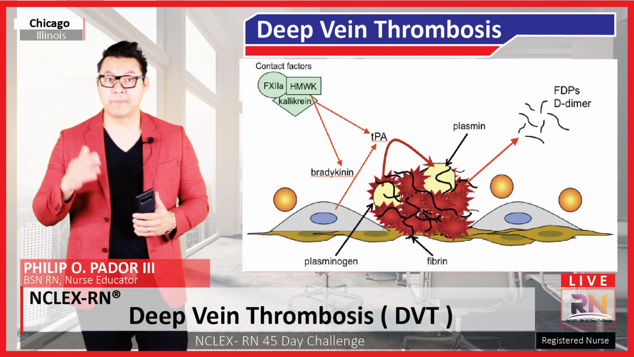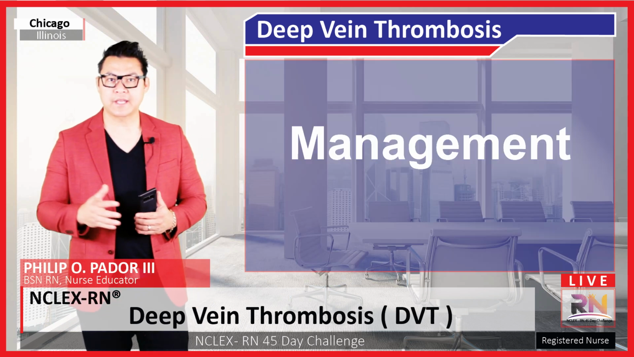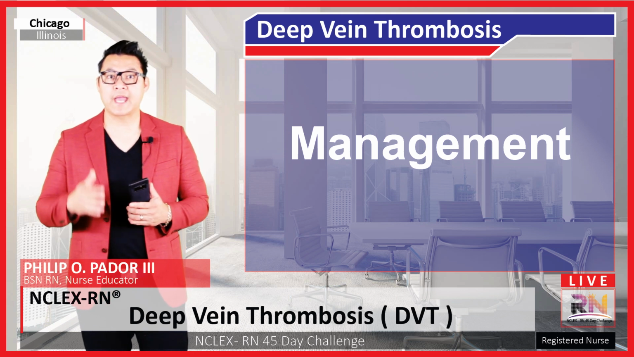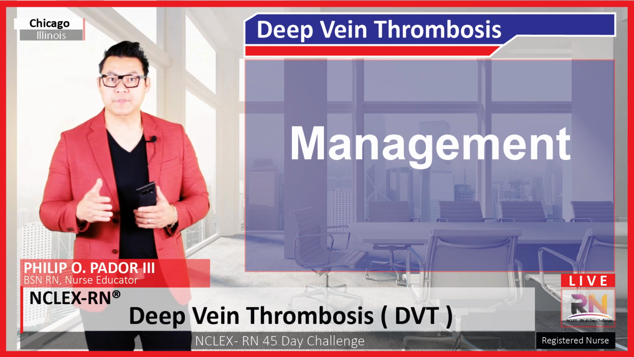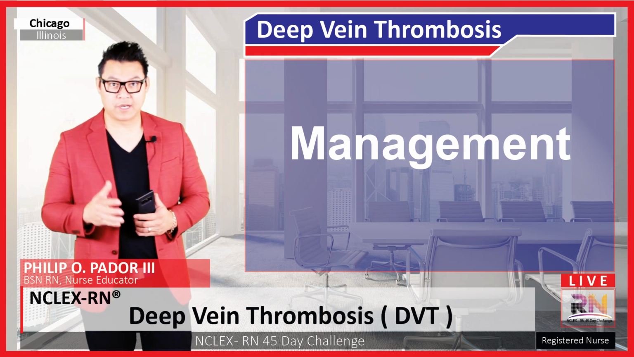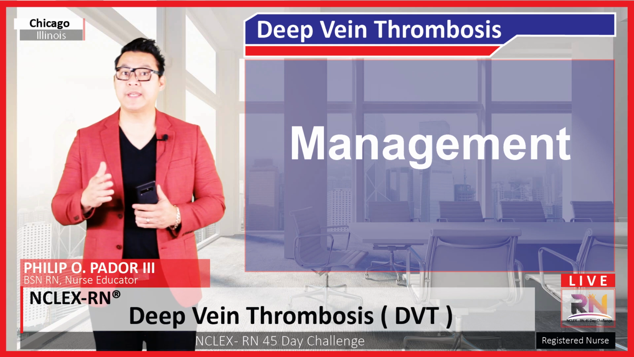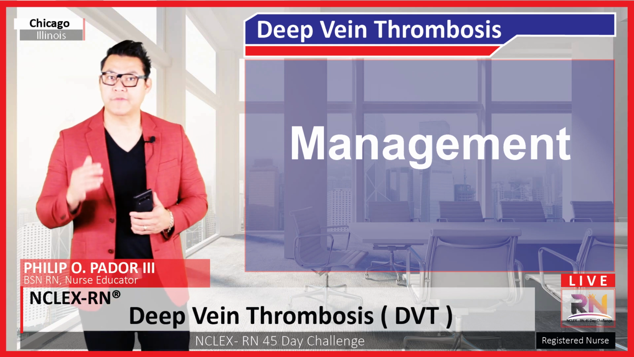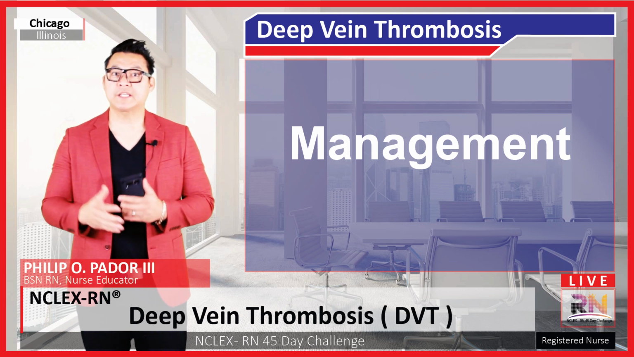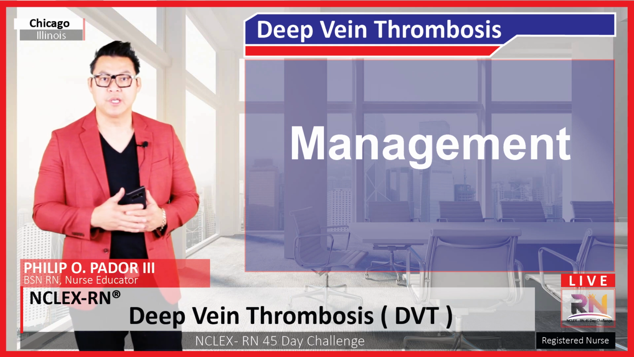Let's move on to management, which is mainly anticoagulants. Essentially, the anticoagulants include heparin. There are two types of heparin that can be given: low molecular weight heparin, given IV or subcutaneously, and unfractionated heparin, for those who have deep vein thrombosis. These medications can cause acute GI bleeding.